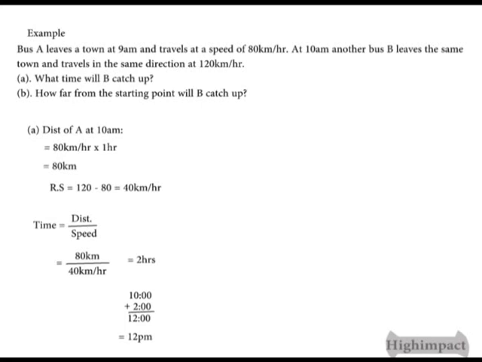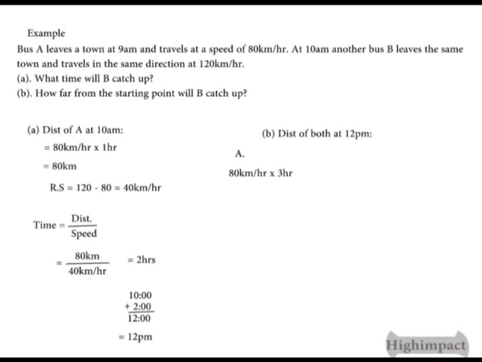B. How far from the starting point will the bus catch up? We find how far the buses will be at noon. You can use either of the buses. A has traveled for 3 hours at 80 kilometers per hour. That is 9 a.m. to 12 noon. And B has traveled for 2 hours at 120 kilometers per hour. That is from 10 a.m. to 12 p.m.